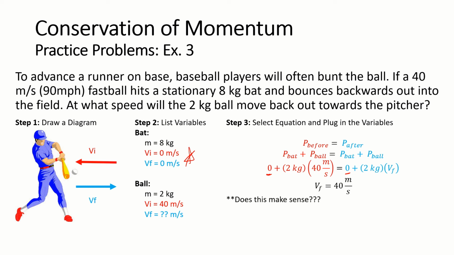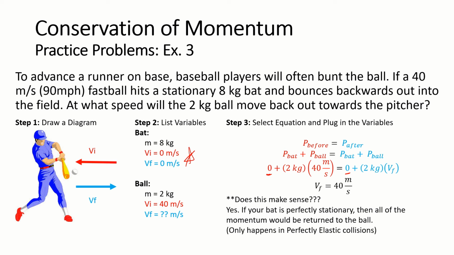So, does this make sense? Sure, totally makes sense. The bat's stationary, all the momentum is returned to the ball, and we're good. It only happens in perfectly elastic collisions, and those don't exist in the real world. Yay, made up physics for high school. But that was it. So, moving on.